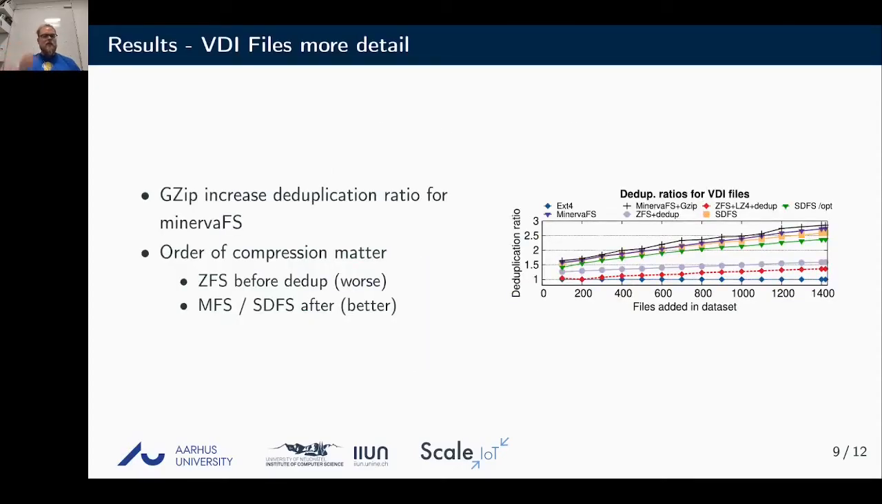So, in summary, order of compression matters, and GZIP increases the deduplication ratio for MinervaFS because of the way we calculate the compression deduplication ratio, including all of the scaffolding and stuff. And it is fair compared to ZFS because they don't include the scaffolding. So yeah.